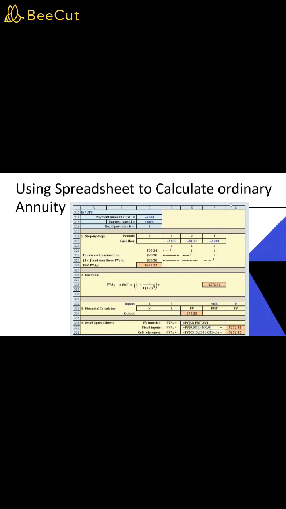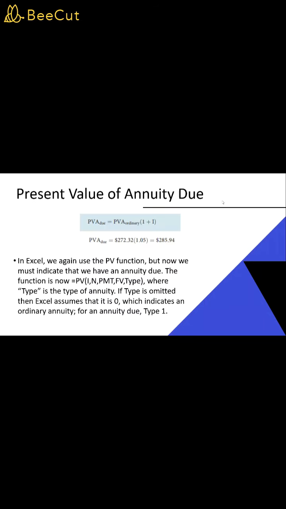You can calculate an ordinary annuity using a spreadsheet. And for that, the function is going to be equal to present value, interest rate, comma, the number of periods, comma, the payment, which is going to be a negative amount, negative 100 over here, comma, future value, which is going to be 0 because you are calculating an ordinary annuity. And that will give you the same amount, 272.32.